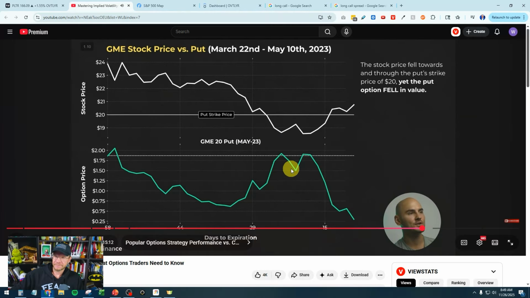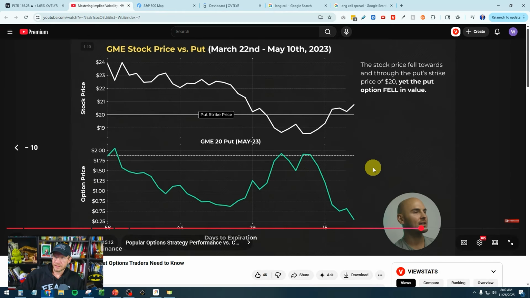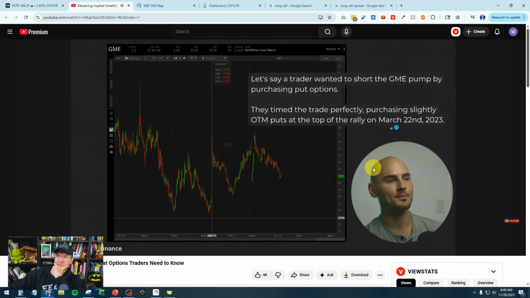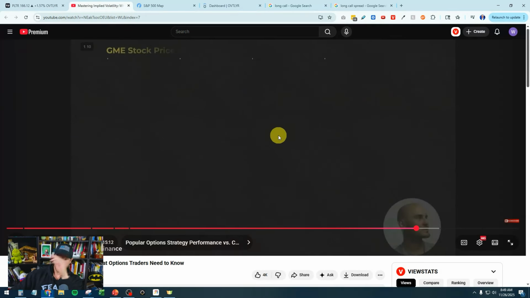Though the stock price fell towards and through the put strike price of $20, the put option still fell in value. And this is a perfect example of how you purchasing slightly out of the money puts at the top of the rally on March 22nd, 2023.